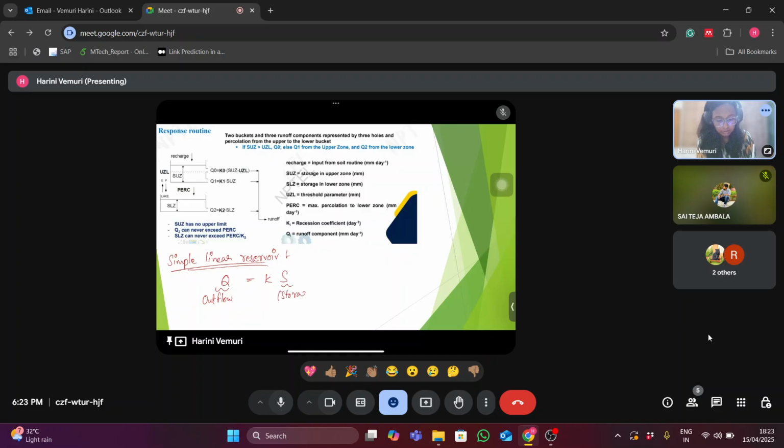Okay. So in the response function, if you see, we have two buckets and three runoff components. See here, there is one runoff component, a second runoff component, a third runoff component, and two buckets present in the response routine function. Once the water is flowing from soil moisture, it reaches the groundwater zone. And in this groundwater storage zone also, we have an upper zone and a lower zone.